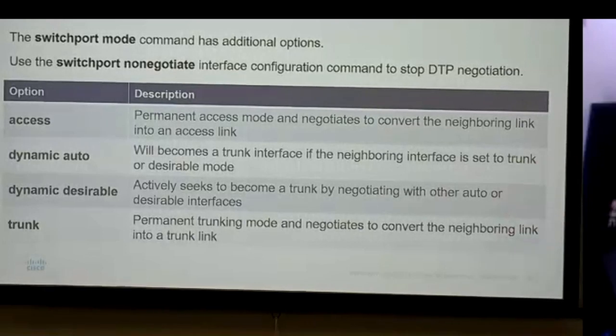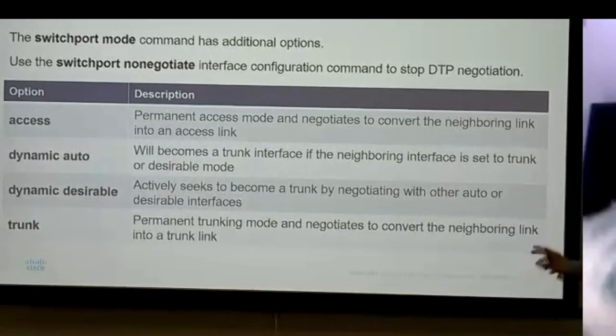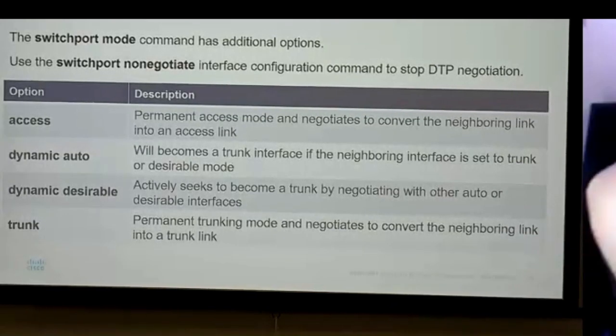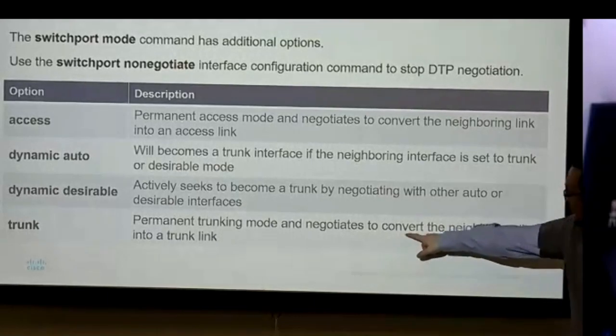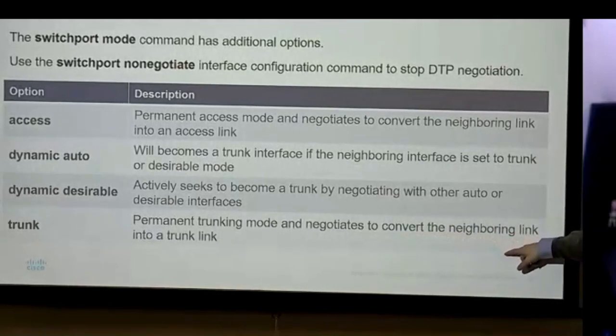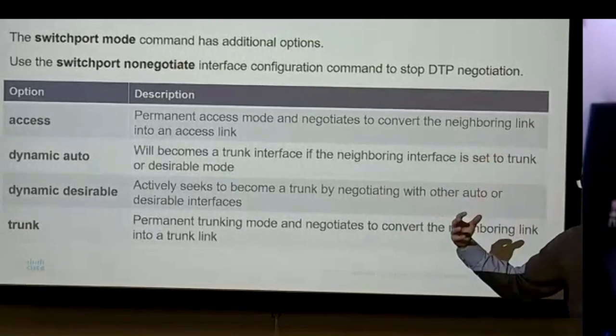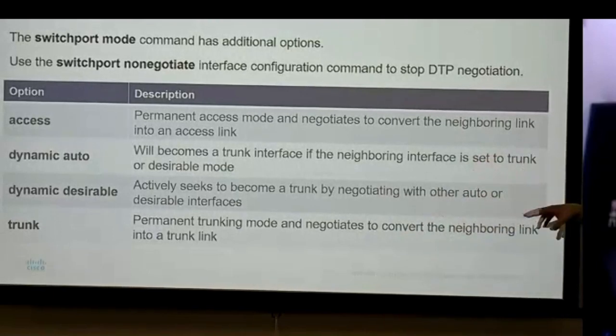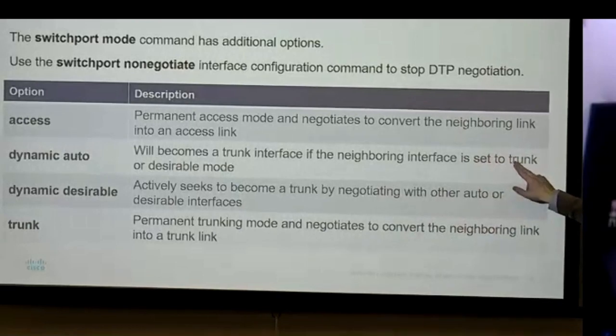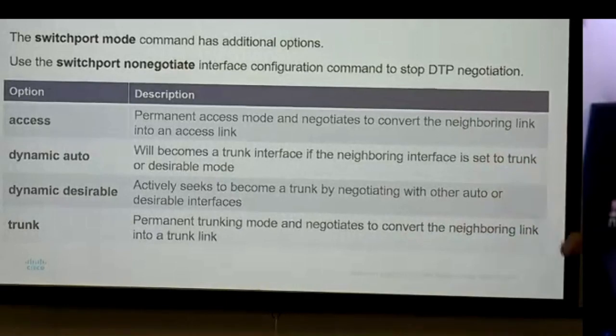So would auto be the best security wise? Don't use DTP for best security. Well, then would trunk, that bottom one, still be DTP? No, it's permanent trunking mode and negotiates to convert the neighboring link into a trunk link. If you do trunk, yeah, it's going to be a trunk. If you do trunk auto, yes. Because if it's set to auto, it will automatically create a trunk if the other side is a trunk.